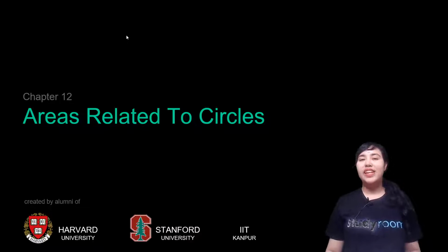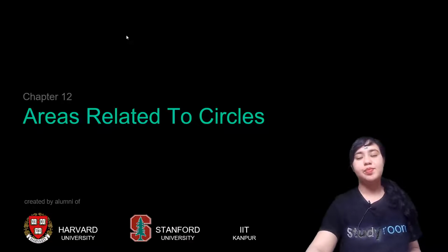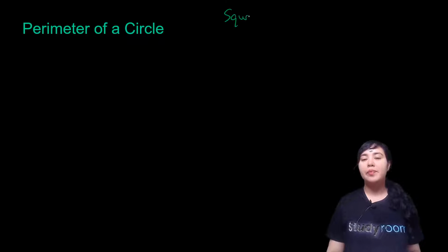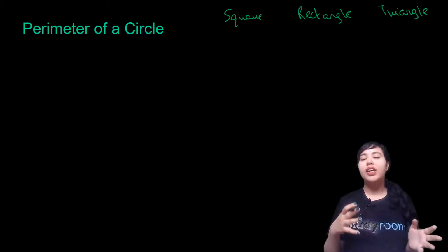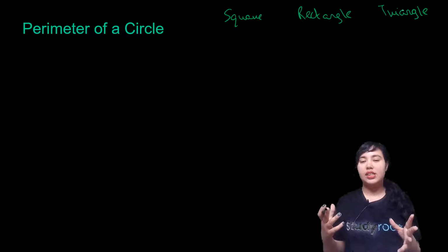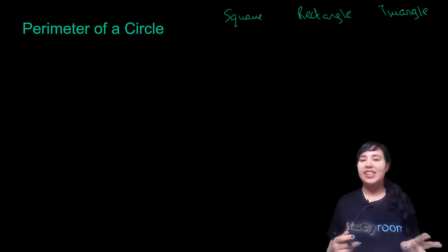So now we will begin chapter 12, which is areas related to circles. By now we already know how to find out the area and perimeter of some simple figures such as a square, a rectangle, a triangle, etc. Now we'll first of all find the same for a circle, because then we need to use it to calculate some special parts of a circle, mainly the segment and the sector.